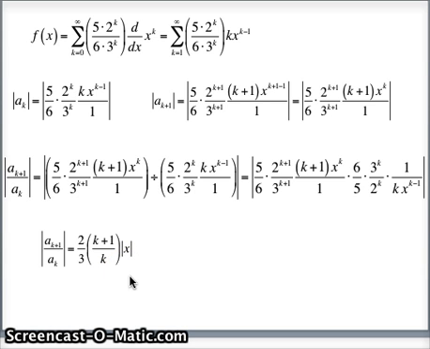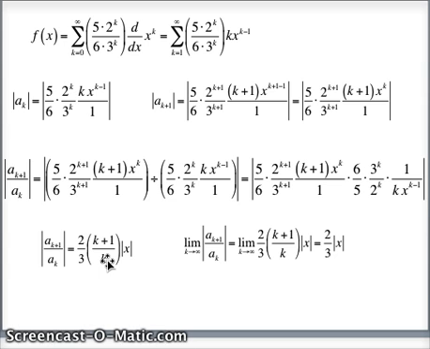With the ratio test, we look at the limit as k goes to infinity of the absolute value of a sub k plus 1 over a sub k. What will happen there? As k goes to infinity, k plus 1 over k is going to go to 1. And we're left with what? Pulling out the 2/3, that's fine. We're left with 2/3 times the absolute value of x.